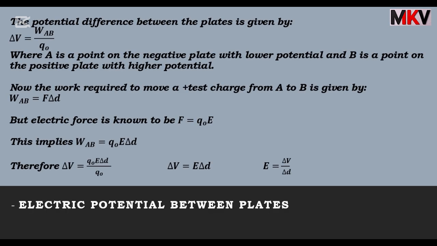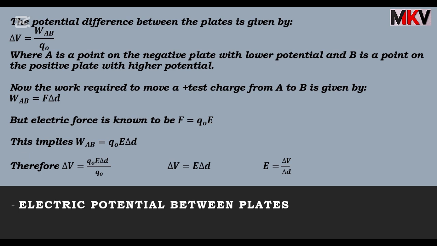Now, the electric potential between plates. Electric potential between 2 plates. It is giving us the work done over the charge, where A is a point on the negative plate with lower potential and B is a point on the positive plate with a higher potential. So the electric potential between plates, we are moving a charge from the negative plate to a positive plate, and the negative plate has lower potential and the positive plate has high potential, as we've noticed earlier on.